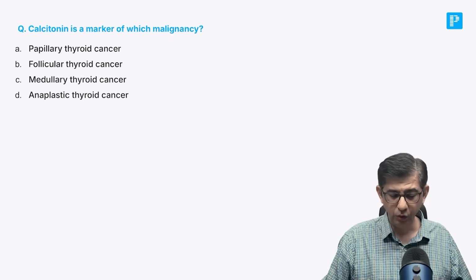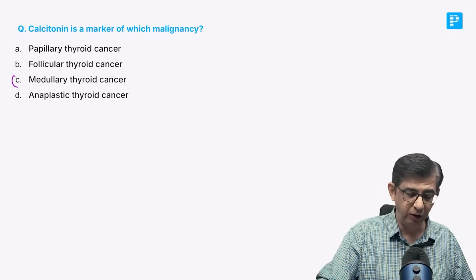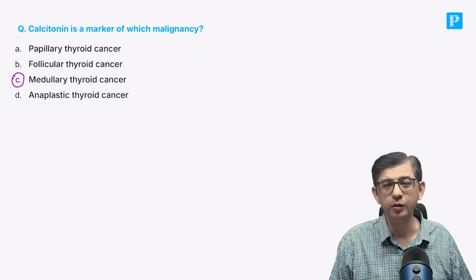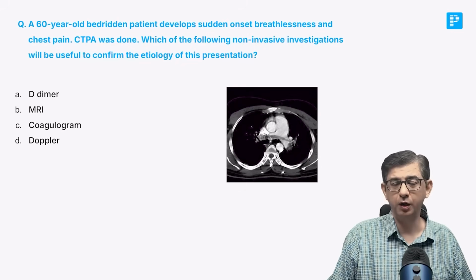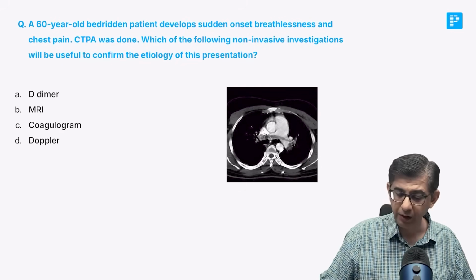And if you look at the next one, calcitonin as a marker of malignancy, that would be medullary carcinoma thyroid. Super easy, man. I think you should be scoring 100% in the questions that are coming up. We'll increase the difficulty level as the time comes, but at the moment, they're super easy.